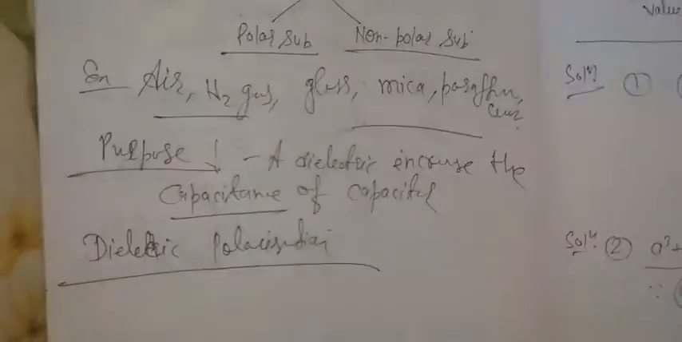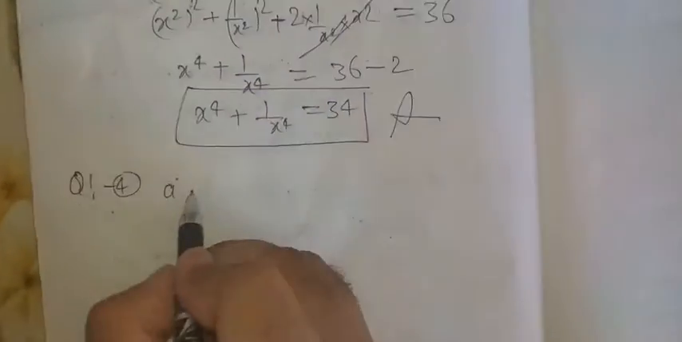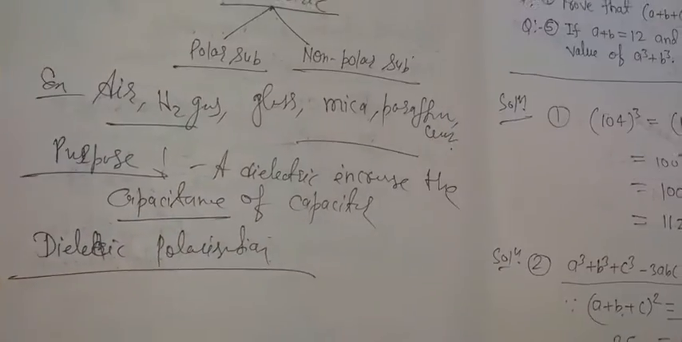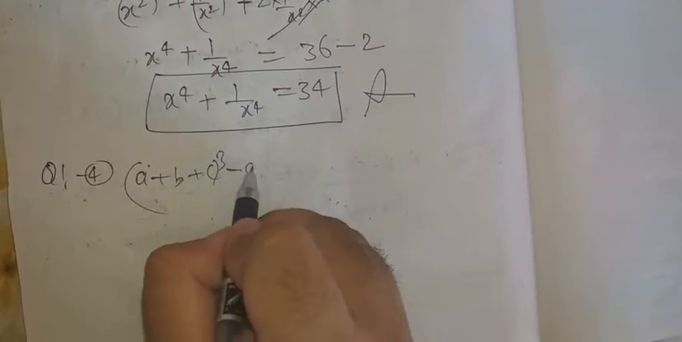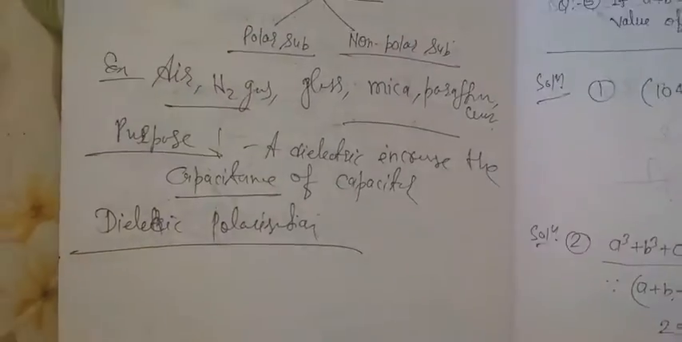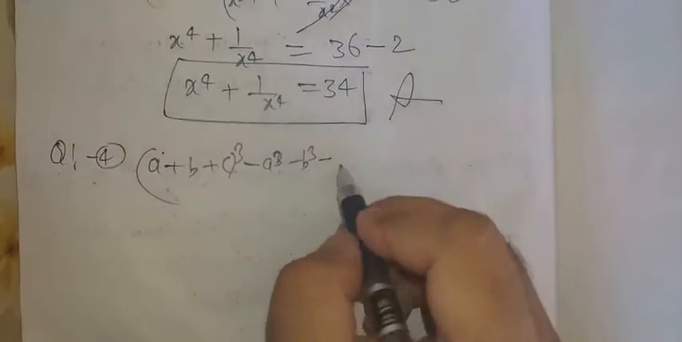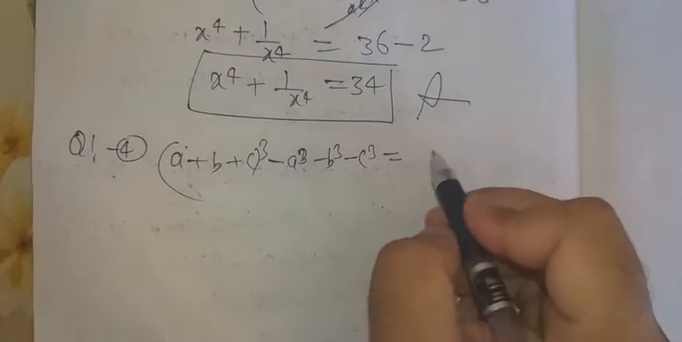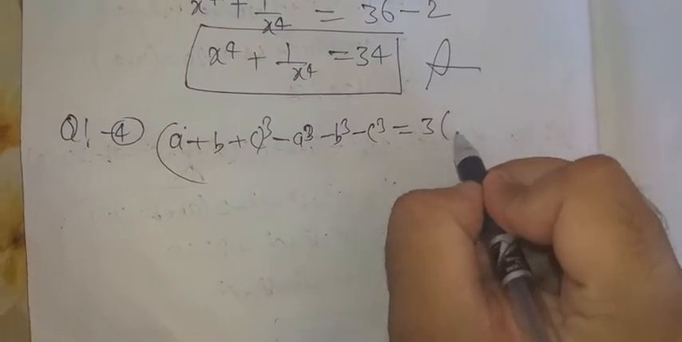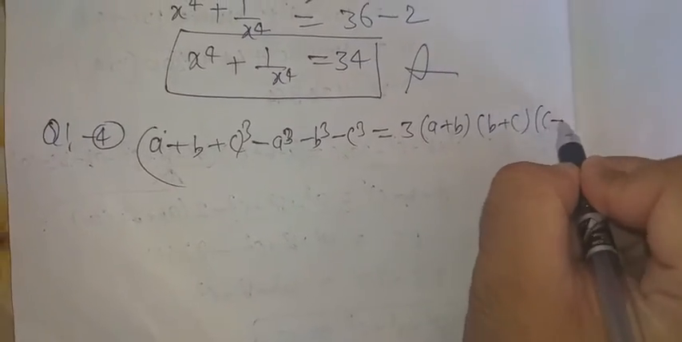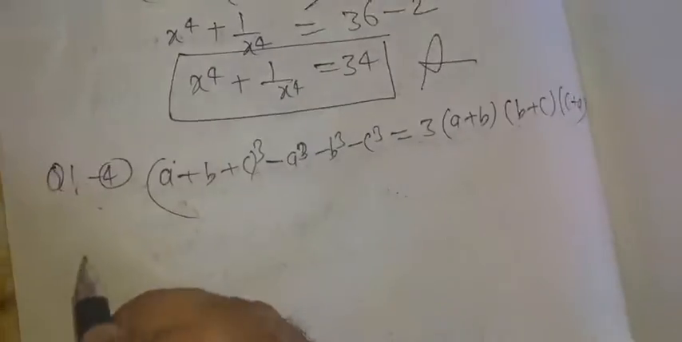(a plus b plus c) whole cube minus a cube minus b cube minus c cube. You have to prove that this is equal to 3 into (a plus b) into (b plus c) into (c plus a). So what is the LHS here?